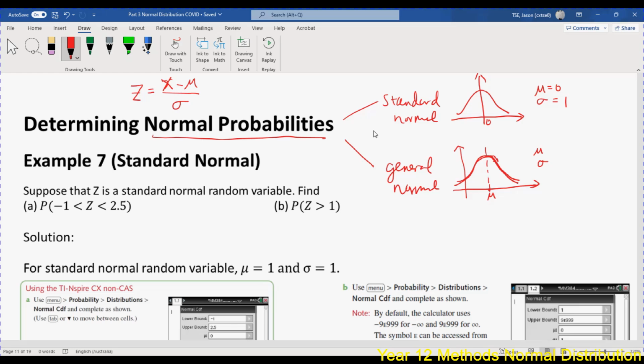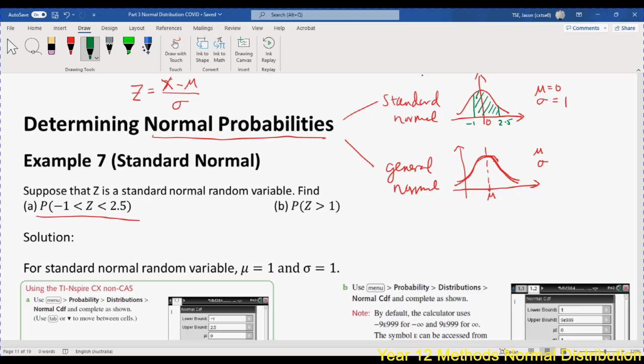For the first one, z is a standard normal random variable. You need to find the probability for z between -1 and 2.5. If I draw it visually on the bell-shaped curve, I'm going to use a standard normal curve from -1 here to 2.5 here, and you need to find the area here. Area under the density function means probability, okay? But how can we do that?